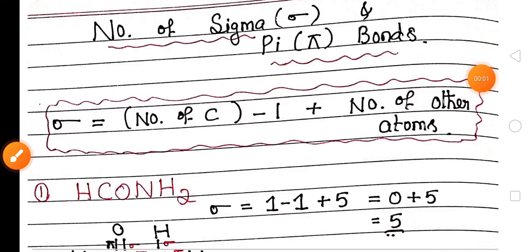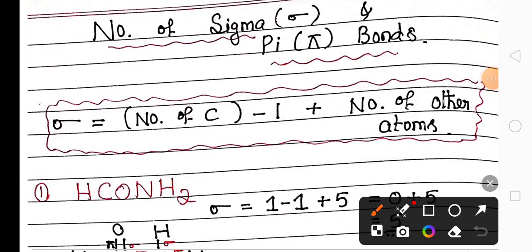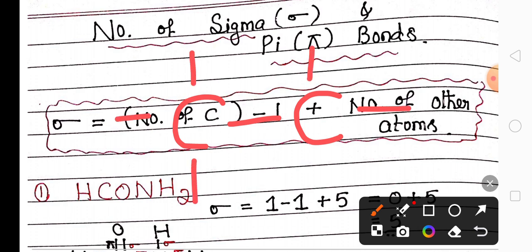Students, in this class we are going to learn how to calculate the number of sigma bonds and pi bonds in any organic compound. The basic concept we know is that if the carbon is surrounded by single covalent bonds, those bonds will be considered as sigma. All those single bonds will be considered as sigma bonds.